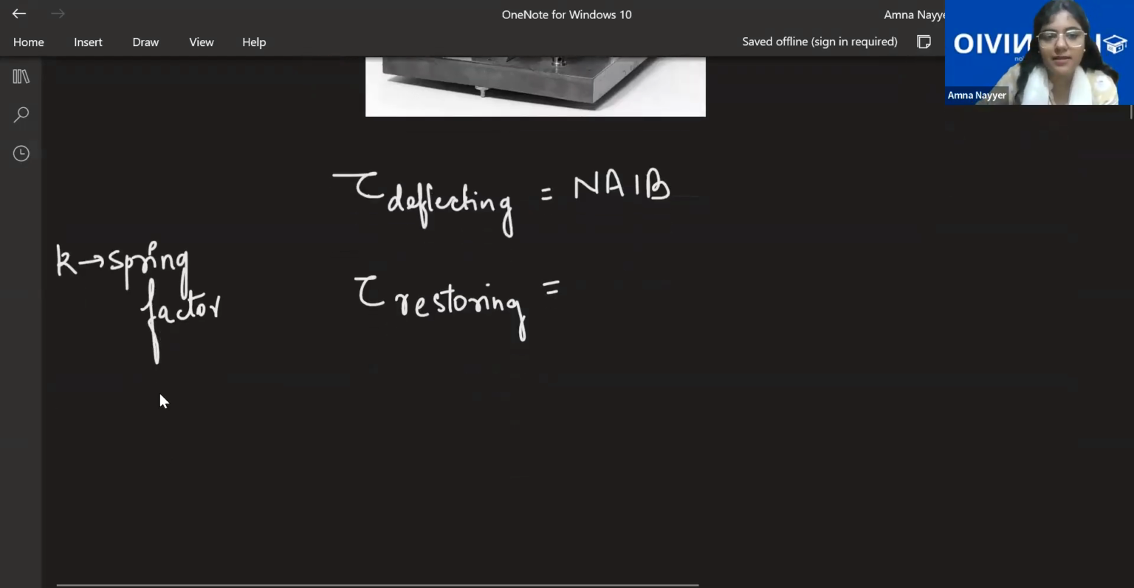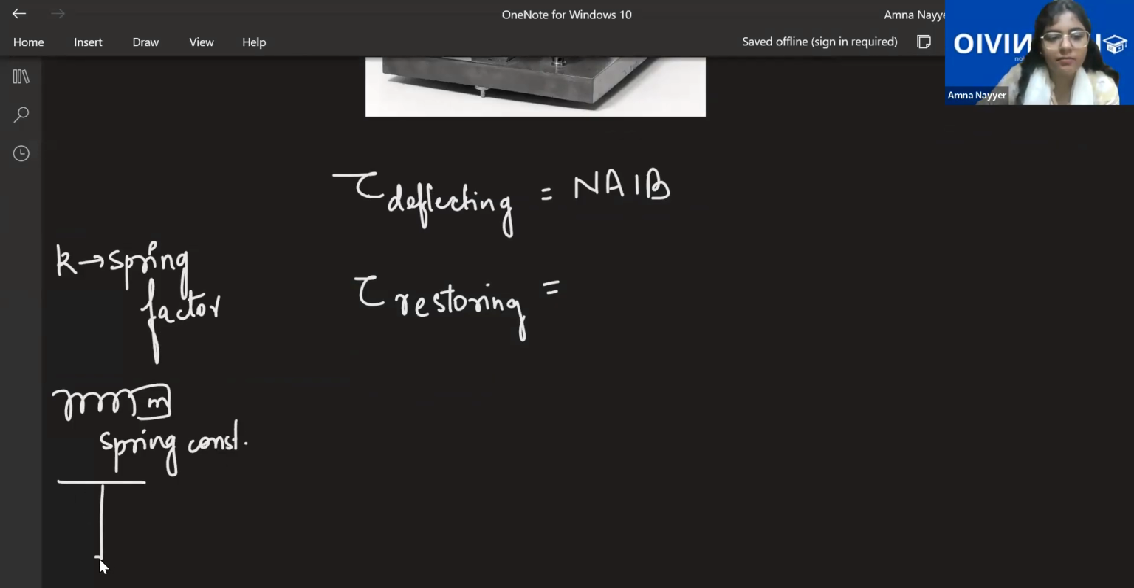Like for the spring mass system, if you have the spring mass system attached, then this K is called the spring constant. Remember, you must have done spring constant. Or if it is a pendulum system, then the value of this K becomes 2 pi. So many things are there that was from your class 11. So the restoring torque will be equal to K times theta, where K is the spring factor and theta is the angular deflection. If the torque has deflected, same amount of torque will be required to bring it back, right?